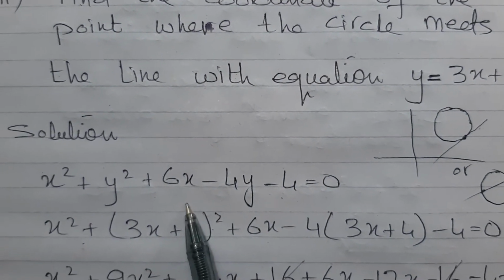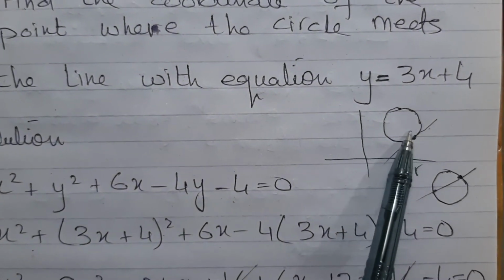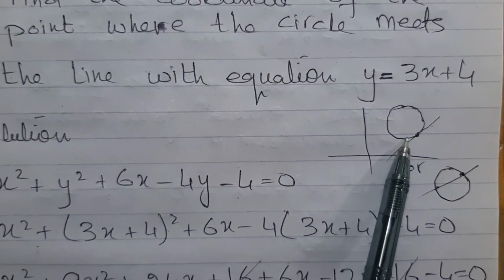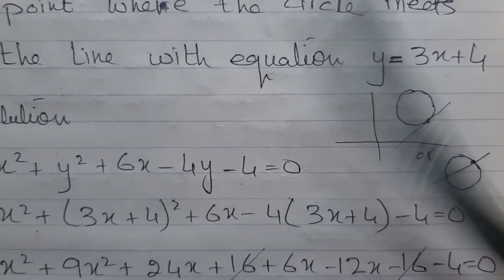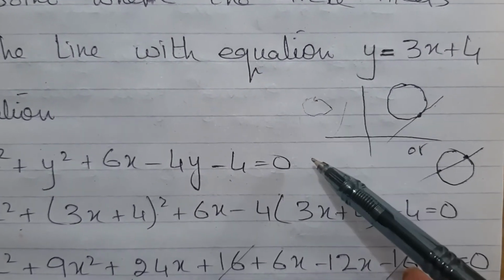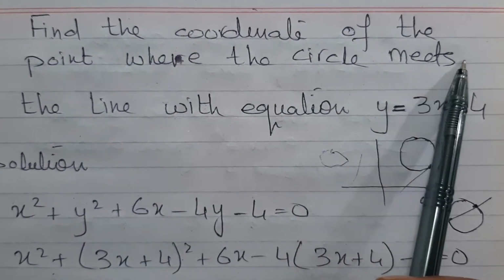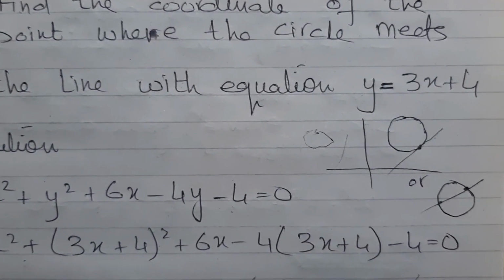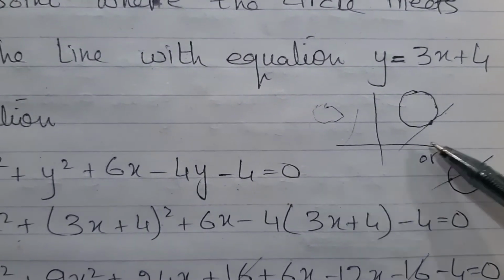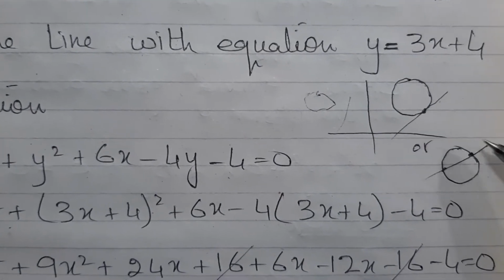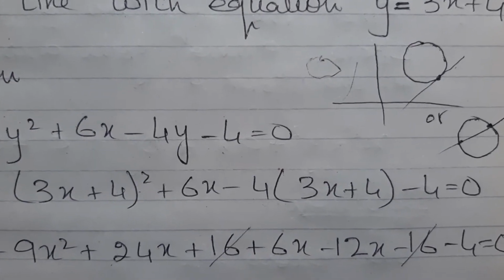equation of the circle. Now if you visualize it, it may mean that the line is touching the circle at one point, meeting at one point, or it is meeting at 2 points. There was a third possibility that they are not meeting. It means the line will be somewhere else. But the question is saying find the coordinates of the point where the circle meets. It means they are meeting somewhere. So we don't have to show whether it is meeting or not. That's why I'm visualizing only these two cases. If we get two answers at the end, it means it is meeting at 2 points.